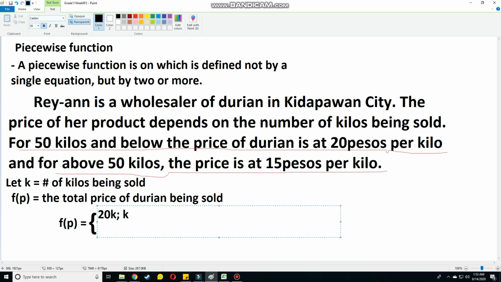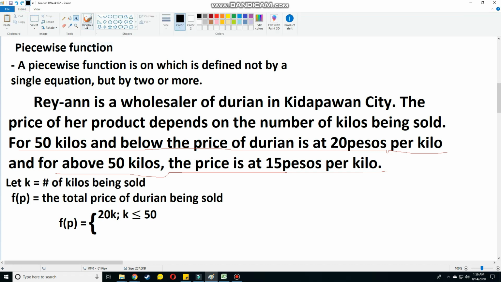So therefore, we would write the restriction k is less than or equal to 50. Take note, less than or equal to, we have this equal to because 50 is included in the function. Now, let's have the other function. As you could see, let's focus on this statement.